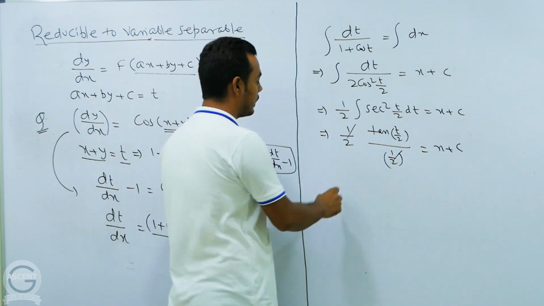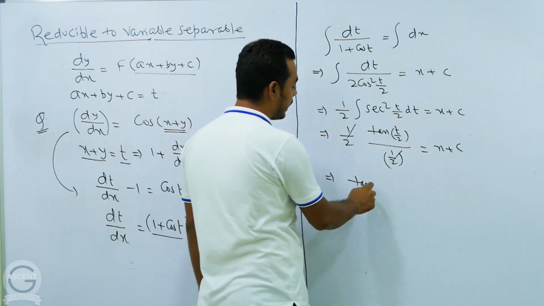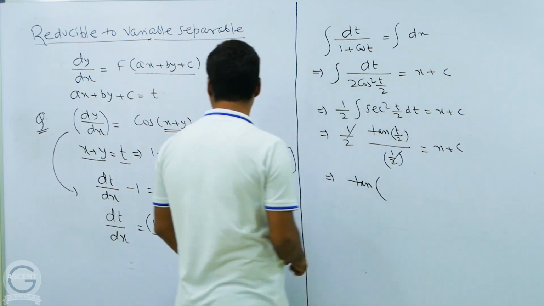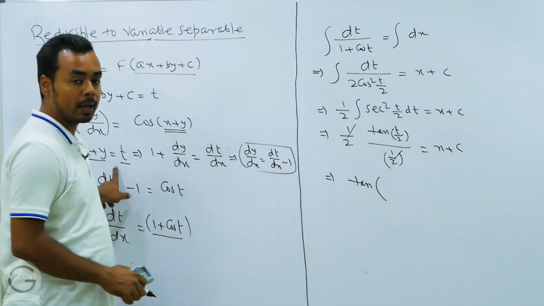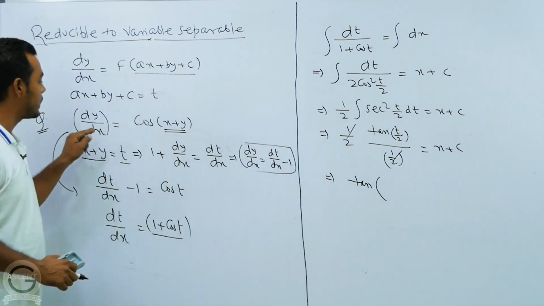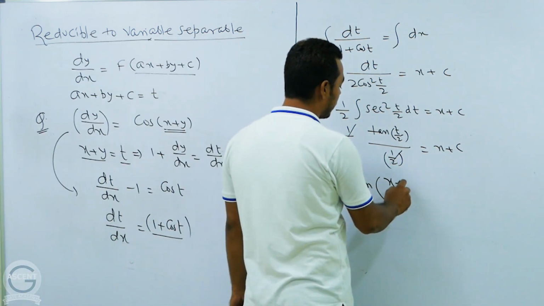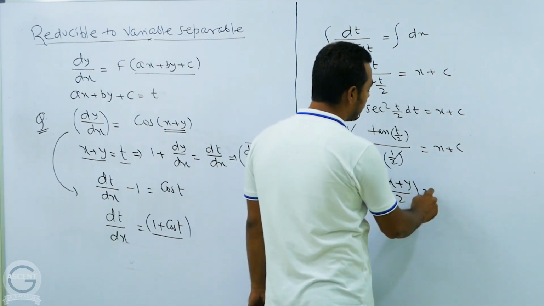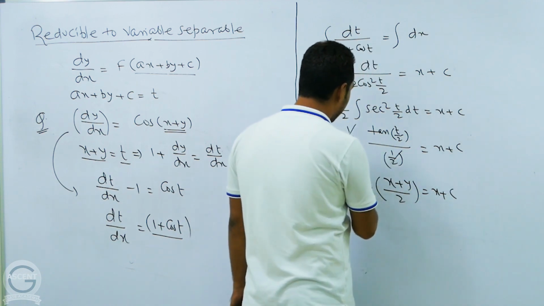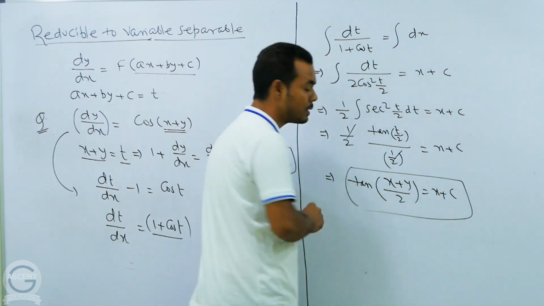1 by 2 will cancel. Finally you will get tan, and in place of t now we have to substitute x plus y, because our original differential equation is in the form of x and y. So I will get tan of (x plus y) by 2 equals x plus c, and this will be the solution of the given differential equation.